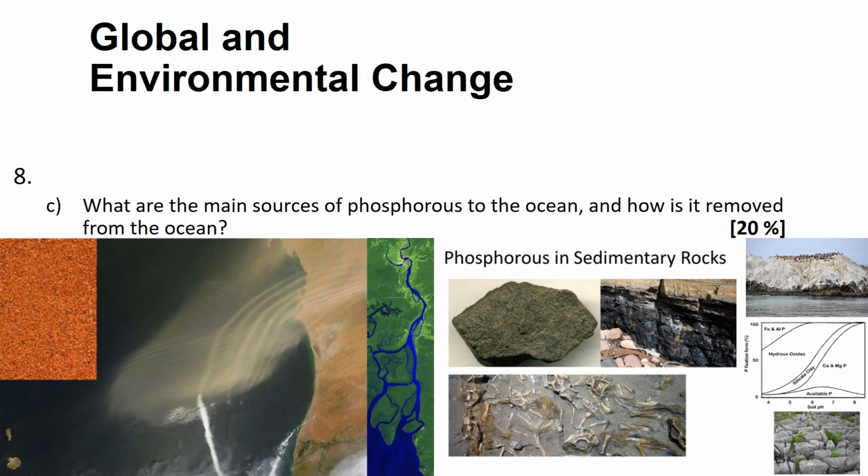We might also have phosphorus being removed by birds. Birds will be eating organic matter produced in the ocean in the form of fish, and they'll be carrying that phosphorus inside them. They fly over land and deposit phosphorus in deposits of bird poop.